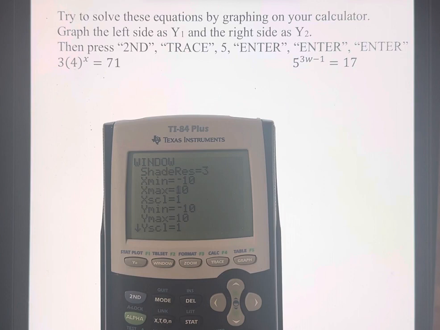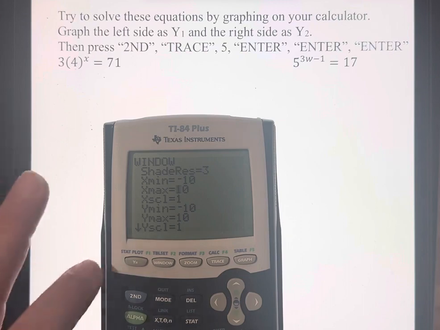If I try to solve the equation and I get something that says error, no sign change, then that means that I might need to come back and change these values, maybe make the x minimum lower and the x maximum bigger, and then try again.